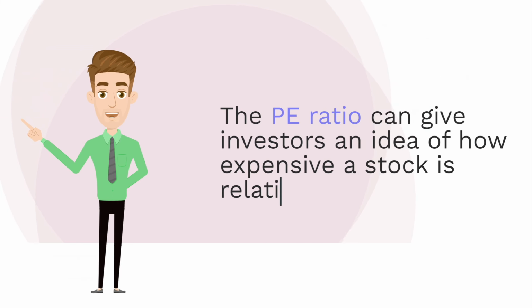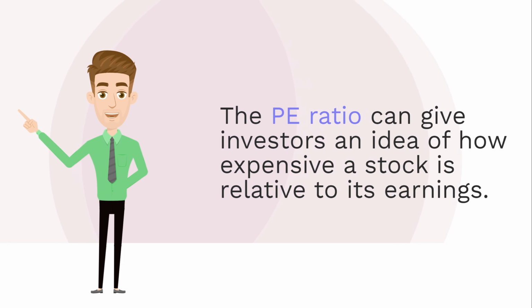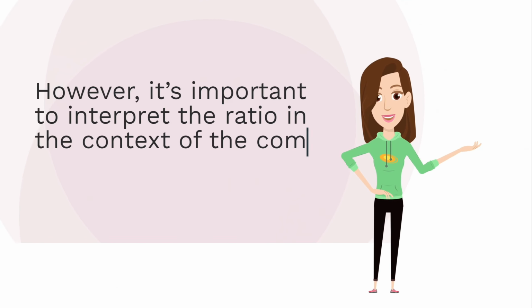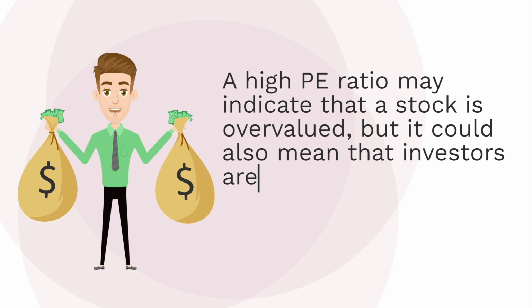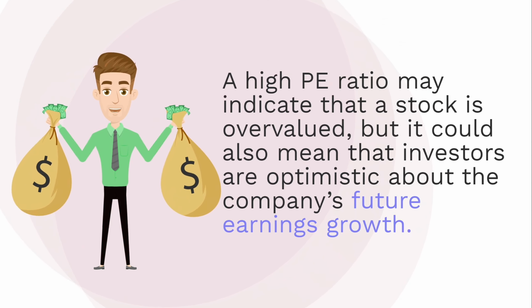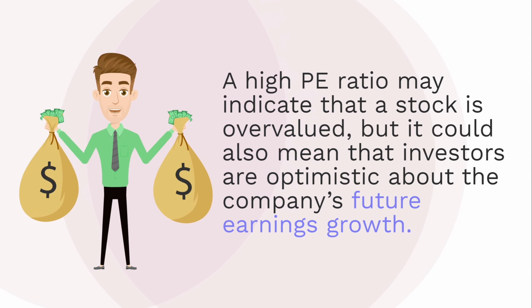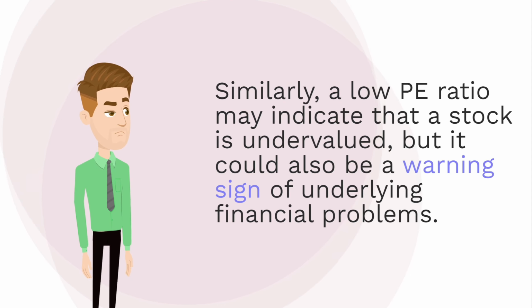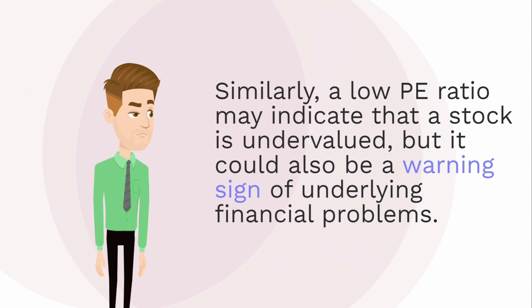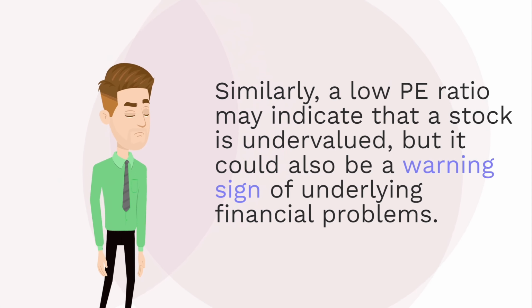The P/E ratio can give investors an idea of how expensive a stock is relative to its earnings. However, it's important to interpret the ratio in the context of the company's industry, growth prospects, and other factors. A high P/E ratio may indicate that a stock is overvalued, but it could also mean that investors are optimistic about the company's future earnings growth. Similarly, a low P/E ratio may indicate that a stock is undervalued, but it could also be a warning sign of underlying financial problems.